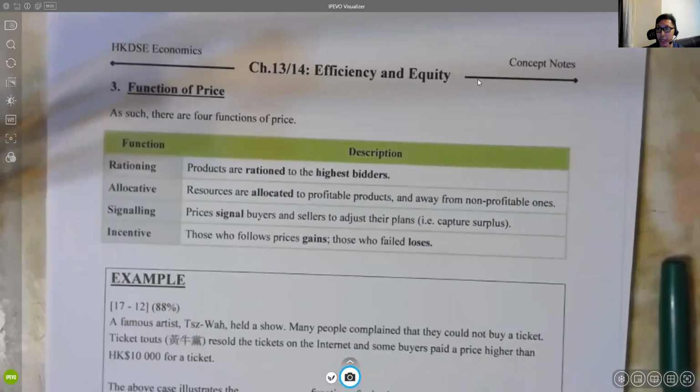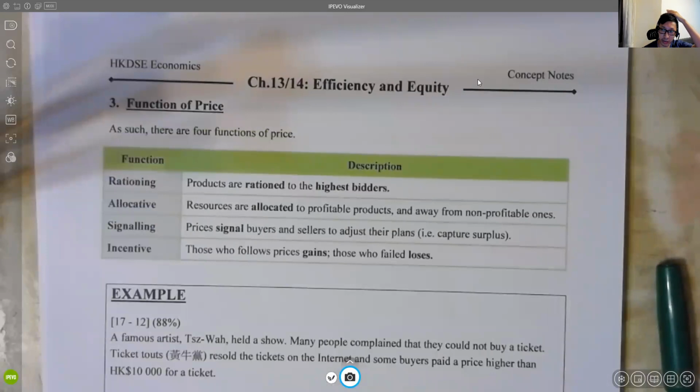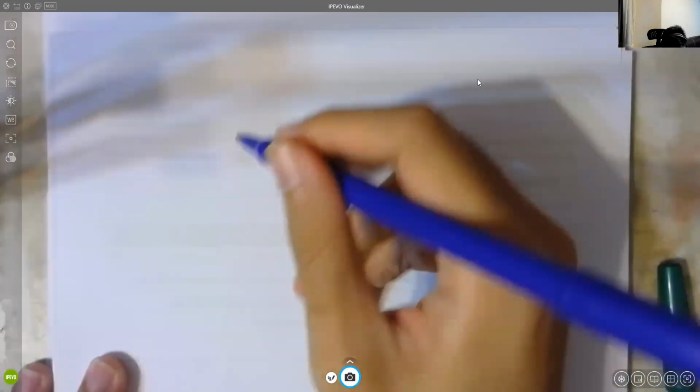Now, if you remember, the efficiency we talk about is MC equals MB, right? Basically, price is determined at that point. So we will see that price, in fact, has a leading role in all the things we talk about. So here, let's draw a very simple flow chart to represent what we need to know for our function of price.